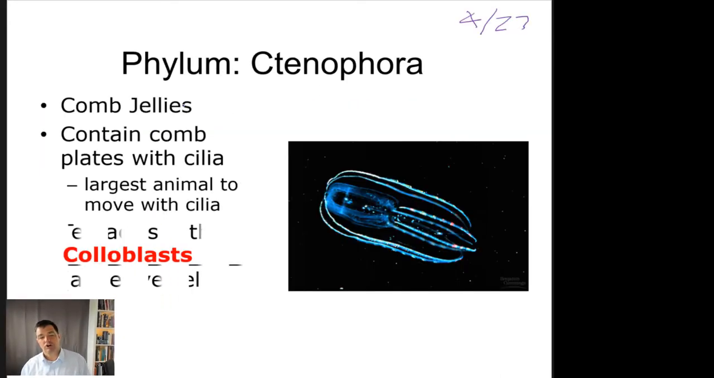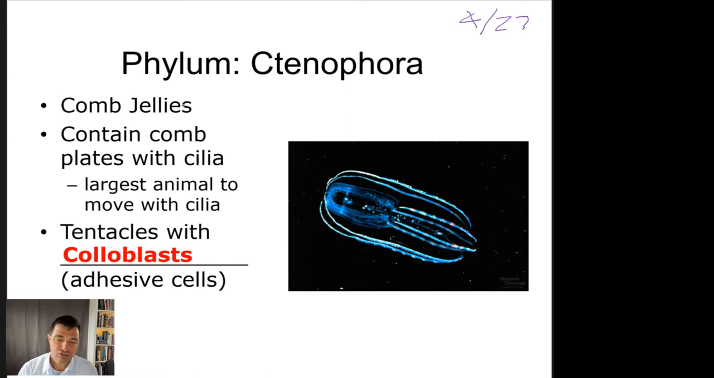And the Ctenophores, although a different phyla, are similar to the Cnidarians, but again, a different phyla. These are called comb jellies. They're the largest animals known to move using only cilia. And they don't have nematocysts, so they don't have the stinging structures that you find in Cnidarians. But they do have these tentacles. And on the tentacles, they have these adhesive cells called coloblasts. And the coloblasts are sort of sticky, and they use them to capture prey. But again, they are also diploblastic, two tissue layers, ectoderm and endoderm only.